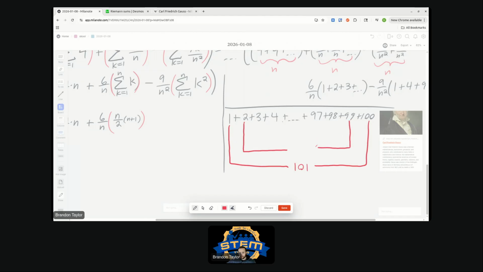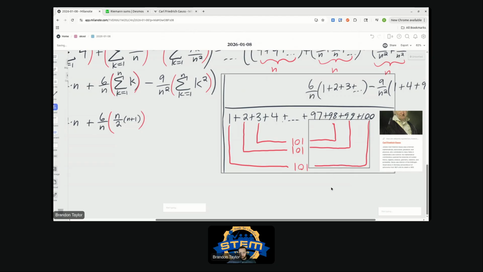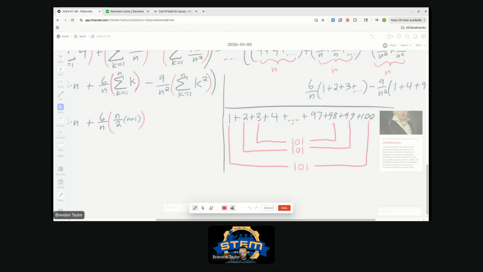What is 2 plus 99? Also 101. Because once you do that, every time you're adding one to this and subtracting one from that, so they always add up to the same thing. So 3 plus 98 is, you guessed it, also 101. And then you just do that. And then the question is how many times can you do that? Well, basically until you have 50. So you have 50 pairs.